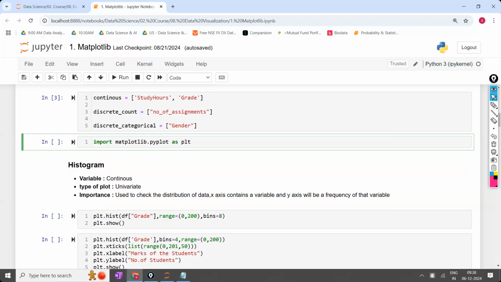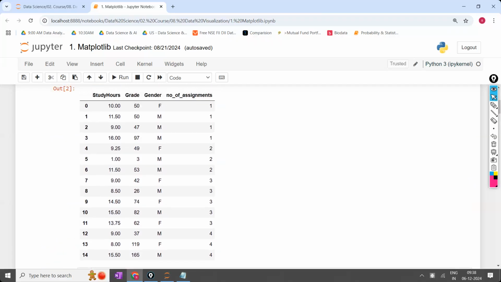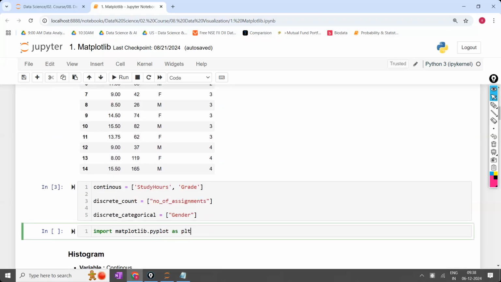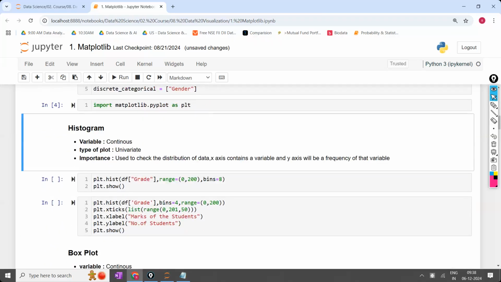Now, coming to the data set. In this data set, I have the study hours, grade, gender, and number of assignments. Now I'm going to start with the various kinds of plots. Out of the plots, the first plot is called the histogram. Now what is a histogram? Already I told you the histogram is applied on a continuous variable and it is a univariate plot. Univariate plot means it selects only one variable at a time. A single variable you are going to select and apply.